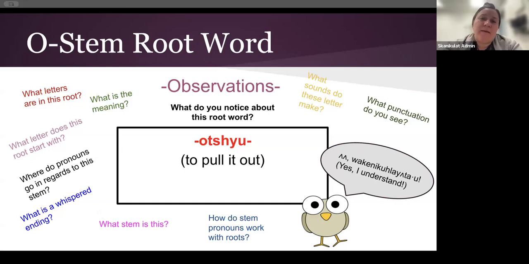So ochu. What do you notice about the root word? Well, we see that it starts with an O. It means that it's an O stem. Whatever the first letter is will tell you what stem it is. We see that there's a dash before the O and a dash after the U. That means that something is going to go there. The prefix is going to go by this dash, and there's going to be an ending here, a suffix that goes by this dash.